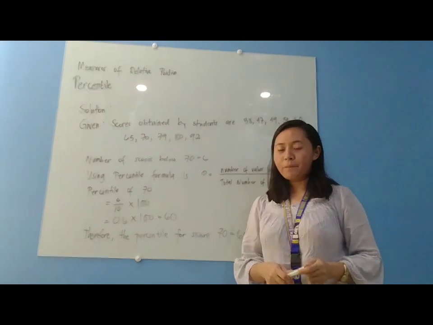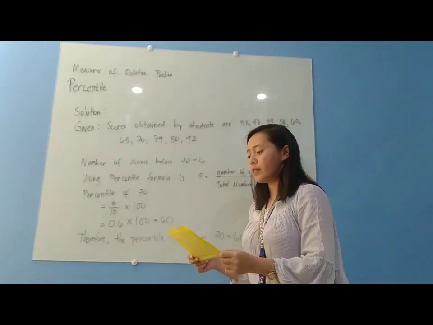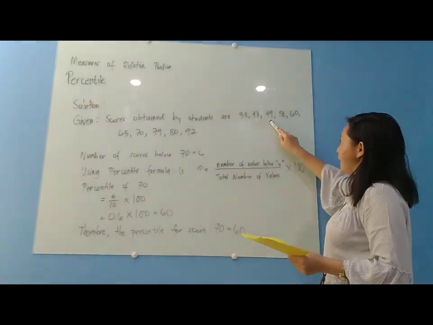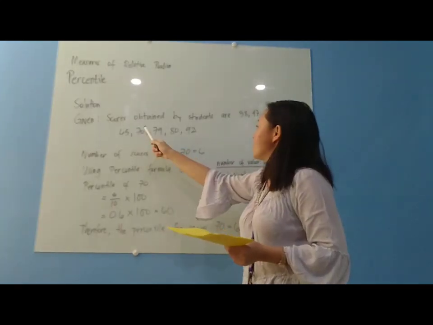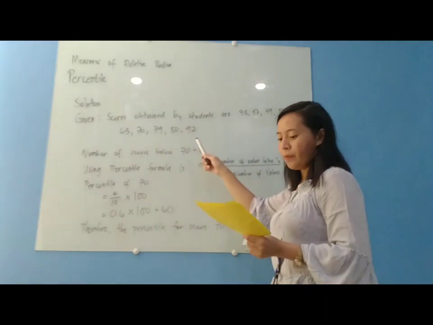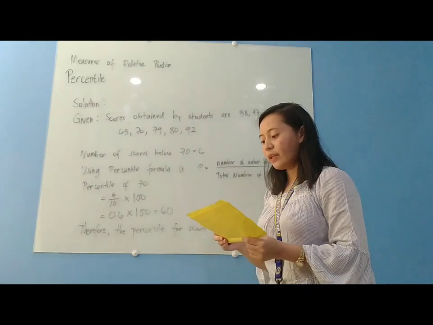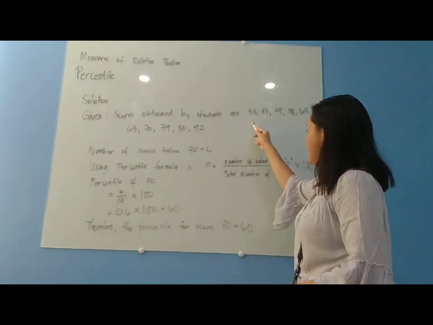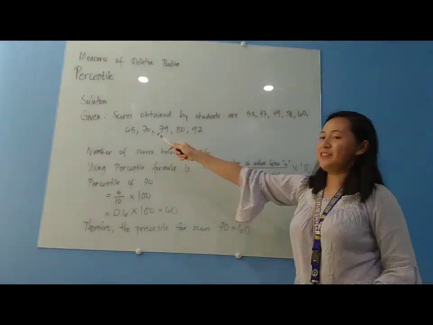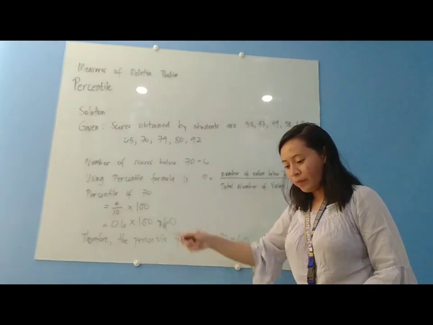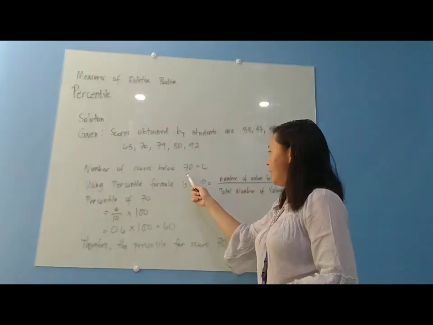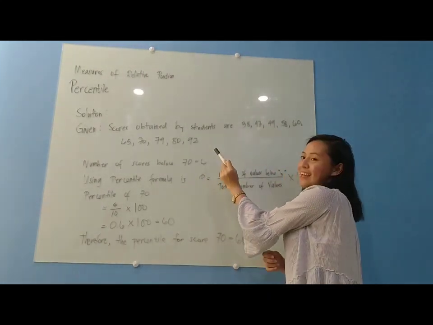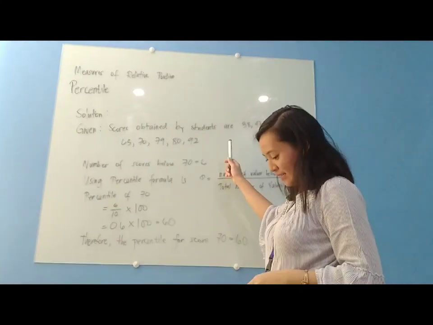Now let's go to our example. The scores obtained by 10 students are 38, 47, 49, 58, 60, 65, 70, 79, 80, and 92. Using the percentile formula, calculate the percentile for score 70. The number of scores below 70 is 6. The 6 is the given number in the example.